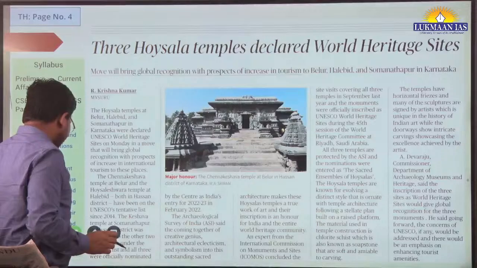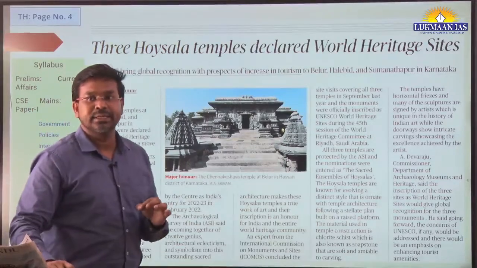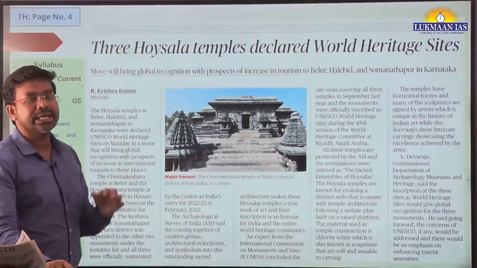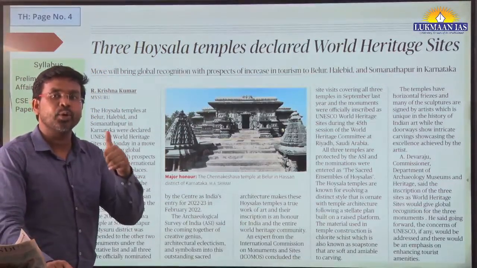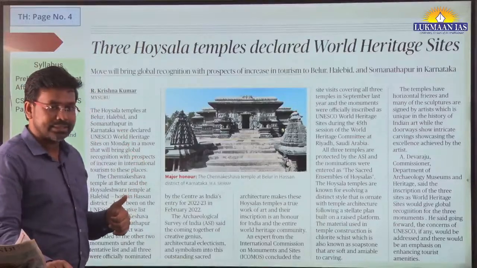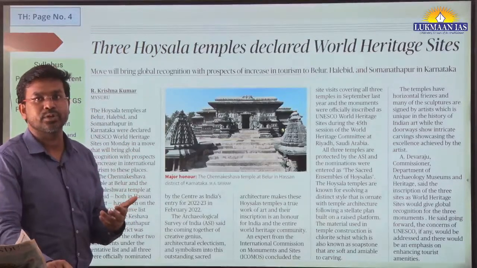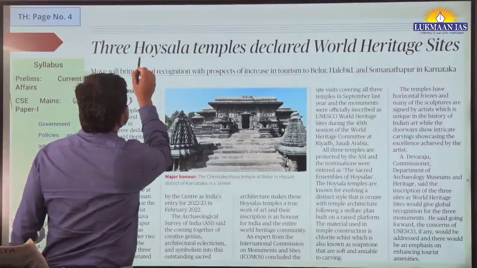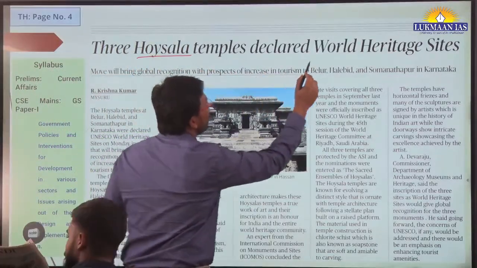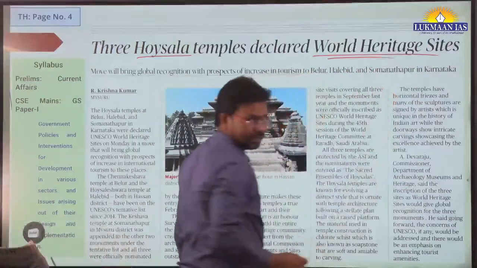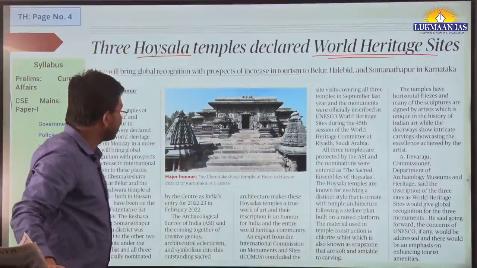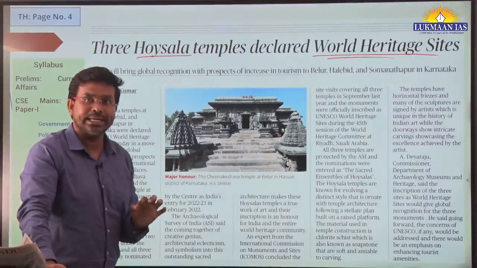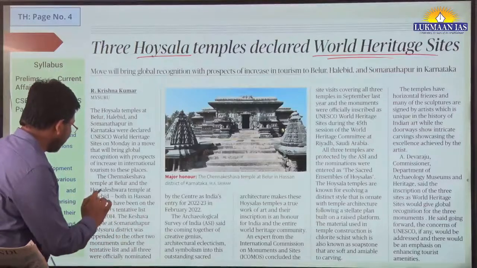Now this is the first topic that we are going to discuss. This topic is very important. Here we are going to understand about Hoysala temples. We will discuss the Hoysala dynasty. We will also discuss the UNESCO World Heritage tag. It says 3 Hoysala temples declared World Heritage Sites. So which temples have been declared as World Heritage Sites? These temples are mentioned over here.